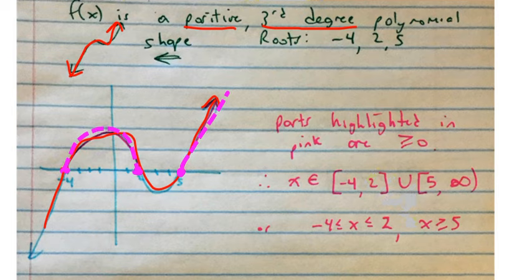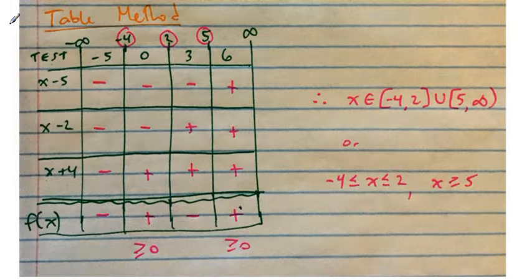If you don't feel like graphing that polynomial, you could have made a testing table. So here's what the testing table would look like. Because my roots are at -4, 2, and 5, then my testing table has these 4 big regions. Between -infinity and -4, so I'll use -5 as my test. Between -4 and 2, so I'll use 0 as my test. 2 and 5, so I'll use 3. And then between 5 and infinity, I'll use 6.